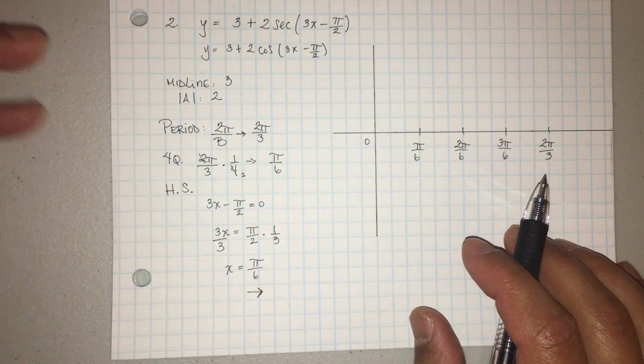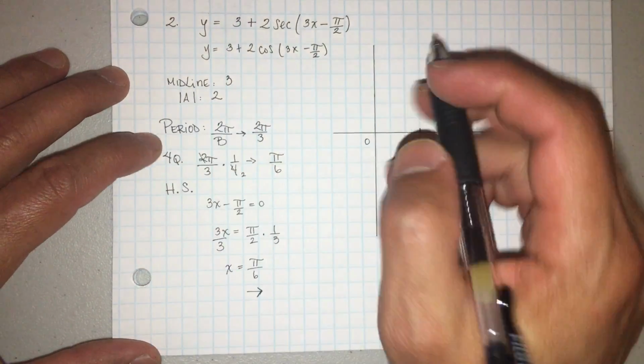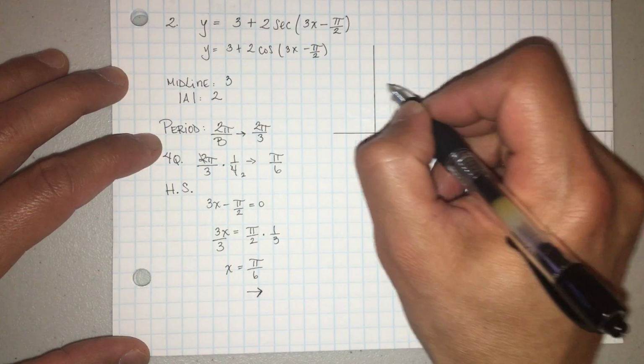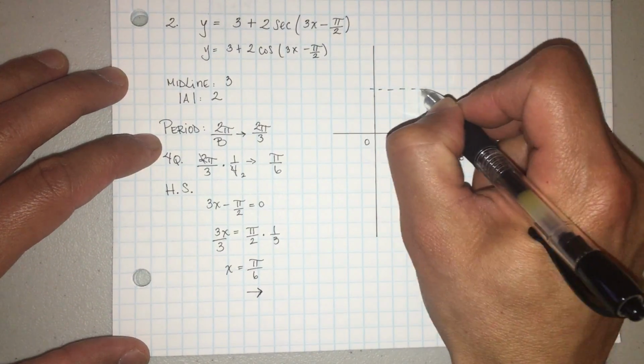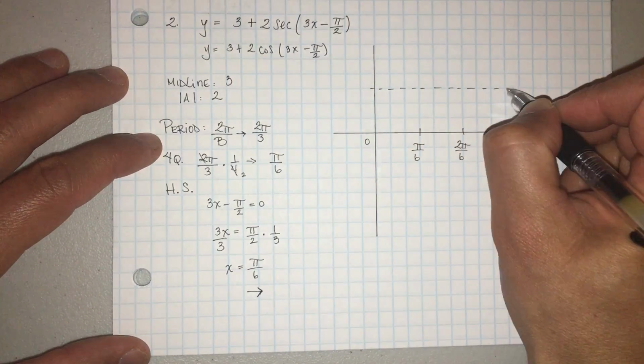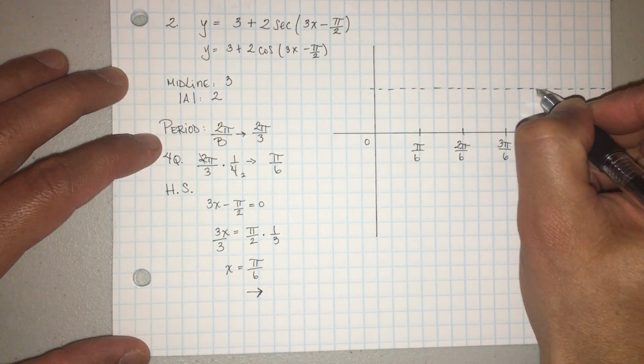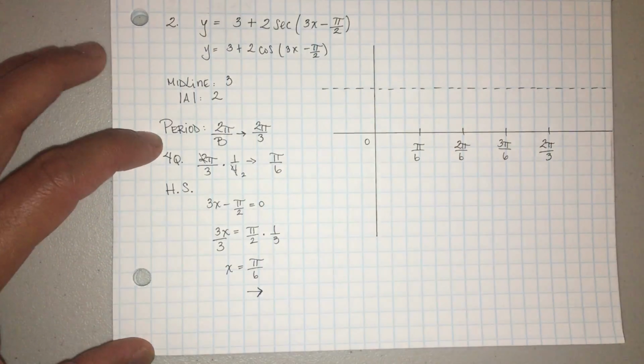Alright, now let's go ahead and start graphing. Now we start off with our midline. Our midline is at 3. 1, 2, 3 over here. Nice and easy, straight. Take your time, don't go too fast. I know you guys are smart.